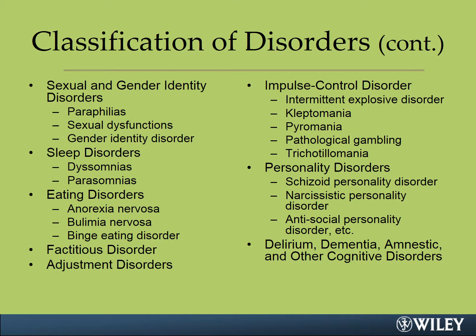Classification of disorders continued. Sexual and gender identity disorders, paraphilias, sexual dysfunctions, gender identity disorder, sleep disorders, dyssomnias, parasomnias, eating disorders, anorexia nervosa, bulimia nervosa, binge eating disorder, factitious disorder, adjustment disorders, impulse control disorders, intermittent explosive disorder, kleptomania, pyromania, pathologic gambling, trichotillomania, personality disorders, schizoid personality disorder, narcissistic personality disorder, antisocial personality disorder, etc., delirium, dementia, amnestic, and other cognitive disorders.